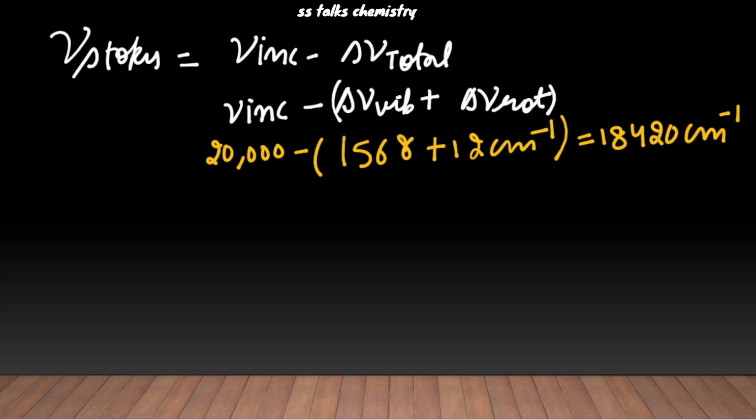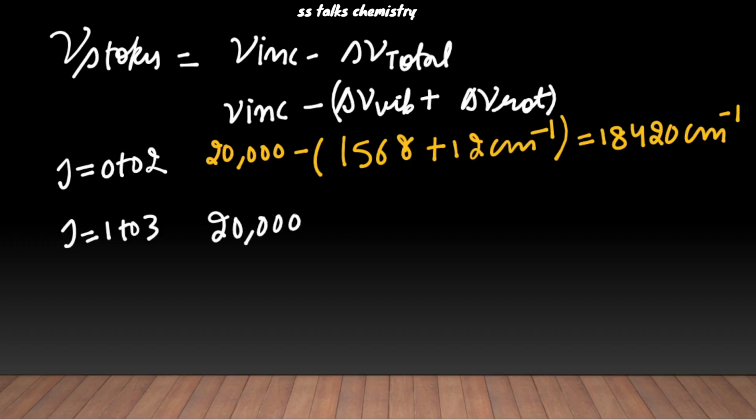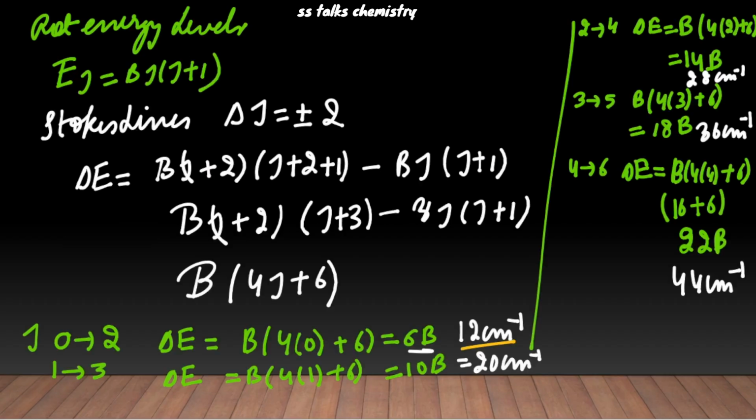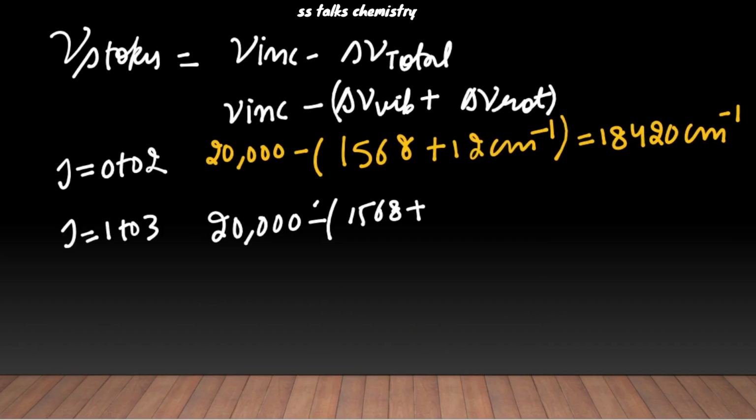Similarly, for the next rotational level, J from 1 to 3, the Stokes shift is going to be 20,000 minus 1568 plus the next level energy, which is 20 centimeter inverse. So this 20 you will be adding, and the value you obtain is 18412 centimeter inverse.